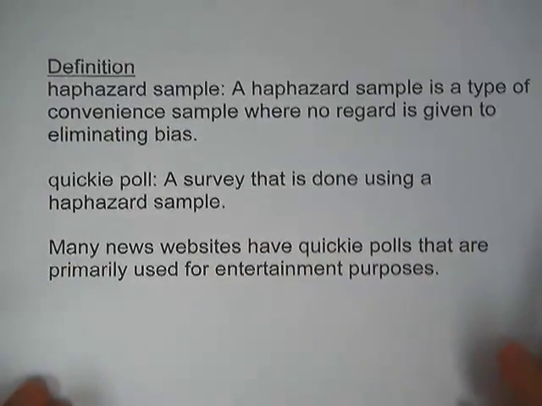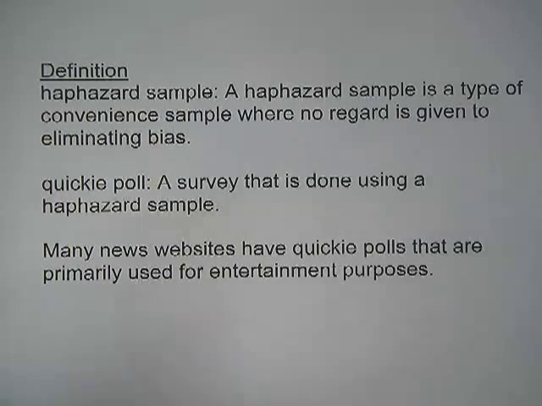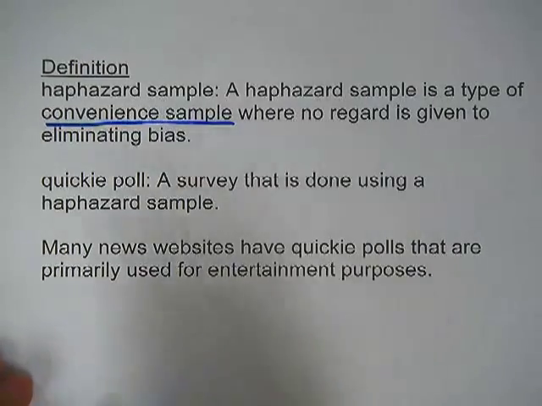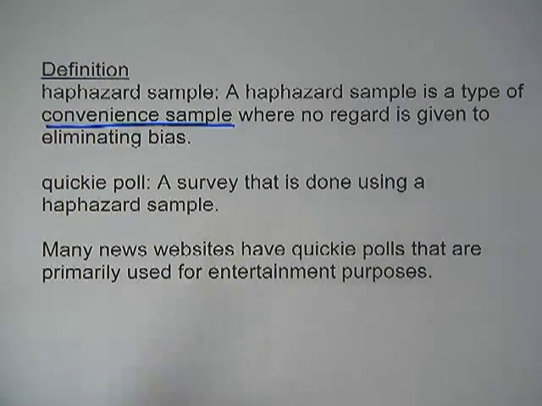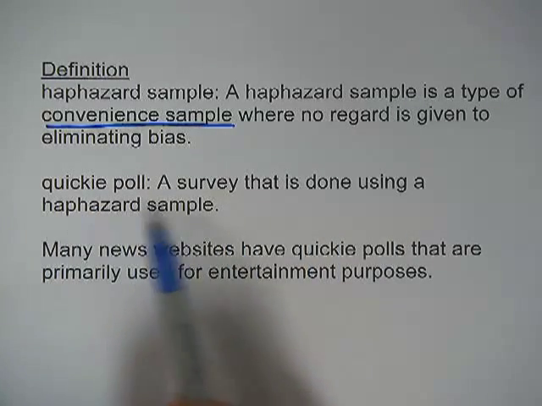So a haphazard sample is a type of convenient sample where no regard is given to eliminating bias. Again, it's a convenient sample, so we're just conveniently taking the sample of either people around us or people that volunteer, which is just not generally a good way of taking a sample. And then a quickie poll is a survey that is done using a haphazard sample.